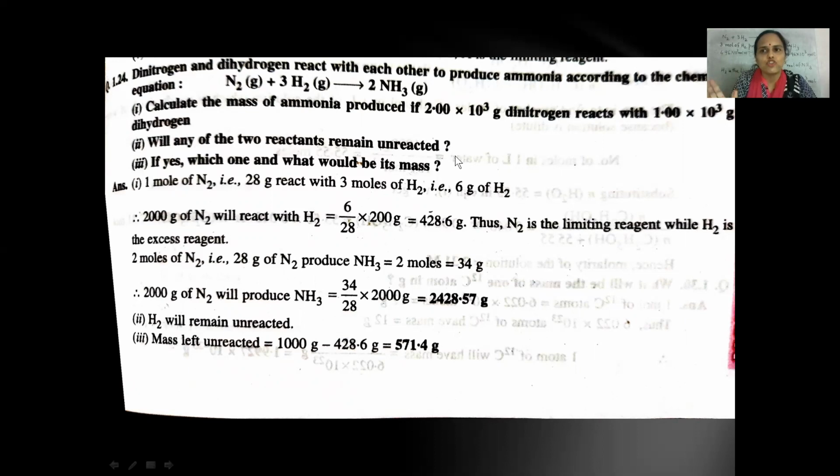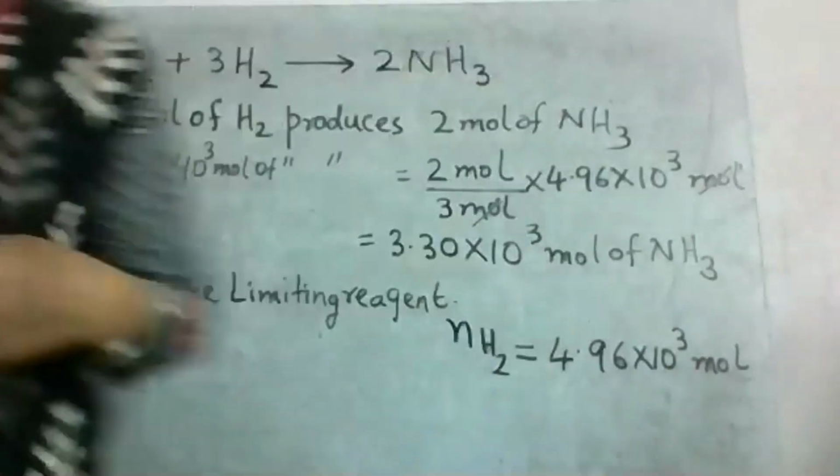I said limiting reagent questions. One of the reactants is present in excess, so it will remain unreacted. The reagent that is present in excess will remain unreacted. The third part of the question is, if yes, which one? And what would be its mass? So you need to calculate. In N2 plus 3H2 gives 2NH3, the mass of nitrogen given is 2000 grams and hydrogen given is 1000 grams respectively. I'll show you again here on the board how to do the calculation.